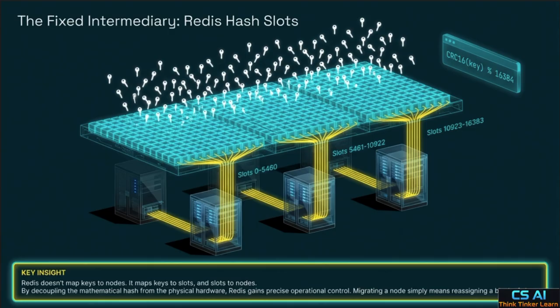Redis introduced a fixed intermediary: hash slots. Here is the key insight. Redis doesn't map keys directly to nodes. It maps keys to slots and then slots to nodes. By decoupling the mathematical hash from the physical hardware, Redis gains precise operational control. Adding or moving a node just means reassigning a block of slots, not a massive reshuffling of keys.